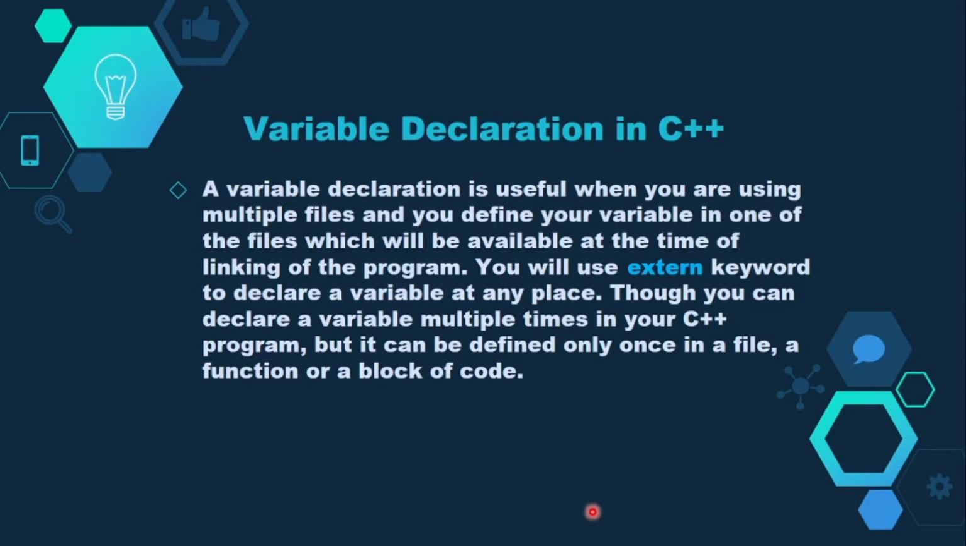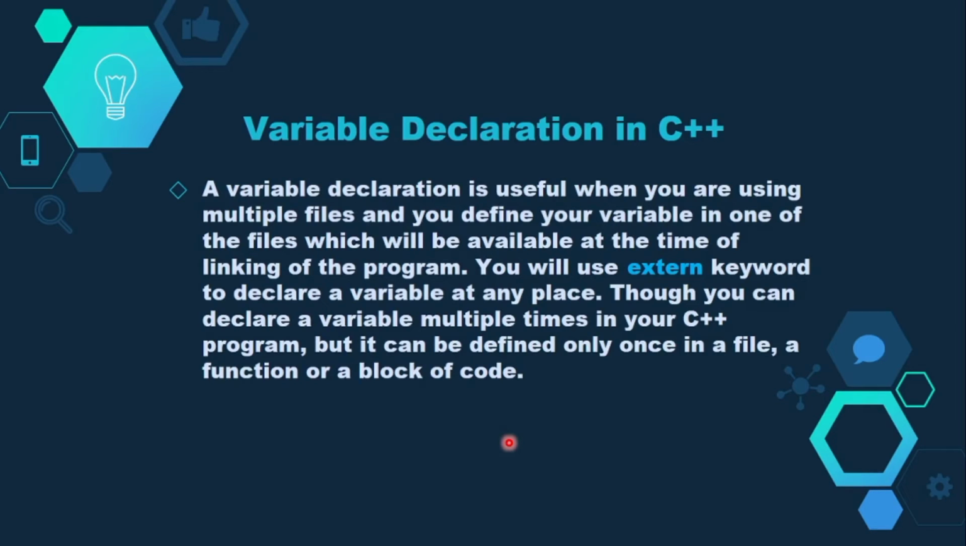Variable declaration in C++. A variable declaration is useful when you are using multiple files and you define your variable in one of the files, which will be available at the time of linking of the program. You will use the extern keyword to declare a variable at any place, though you can declare a variable multiple times in your C++ program. But it can be defined only once in a file, a function, or a block of code.